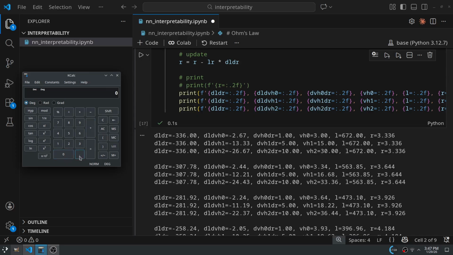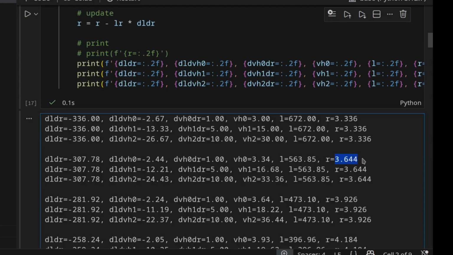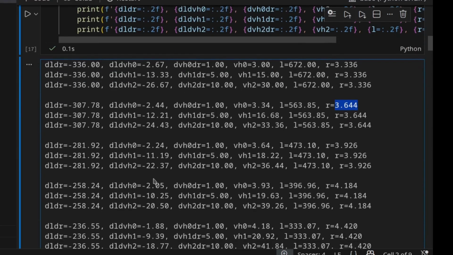So the learning rate is 0.001, and the global derivative is 307.78. So it equals 3.6437, etc. Rounded off to 3 decimal places would be 3.644. If you look right here, 3.644. And so that's how this is working.